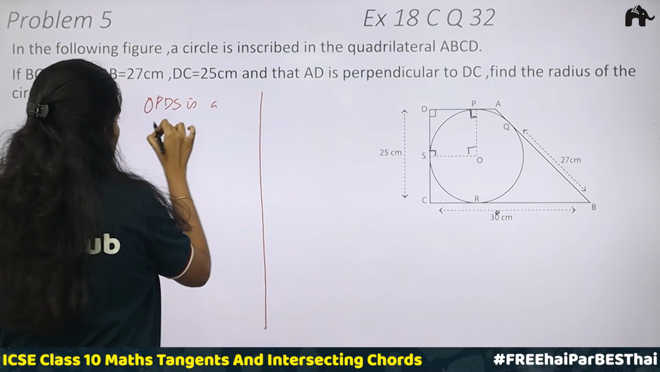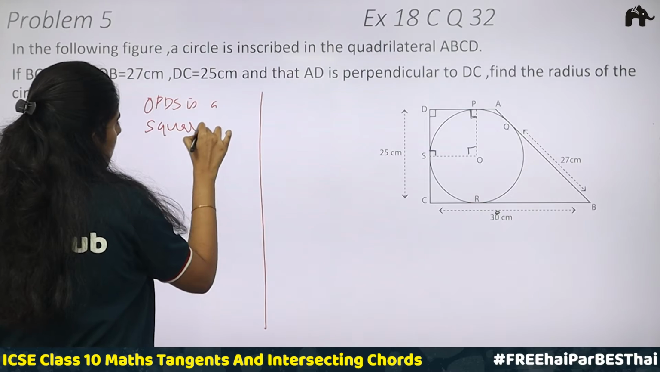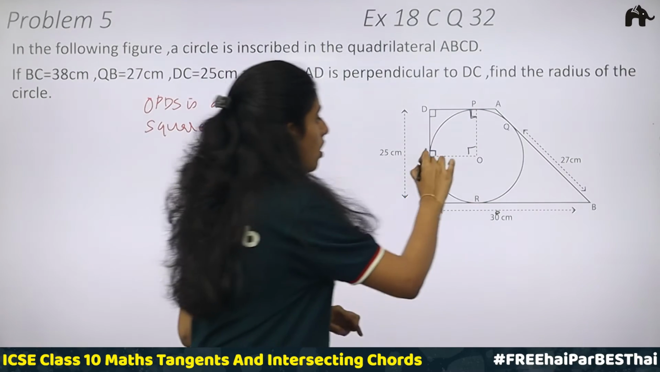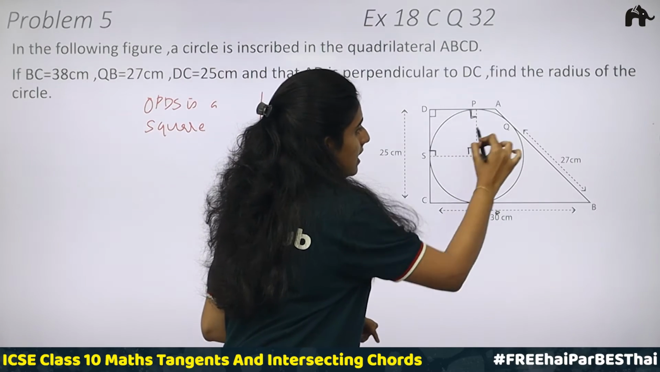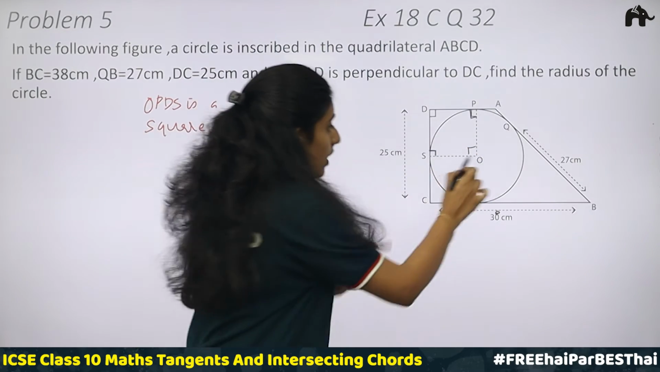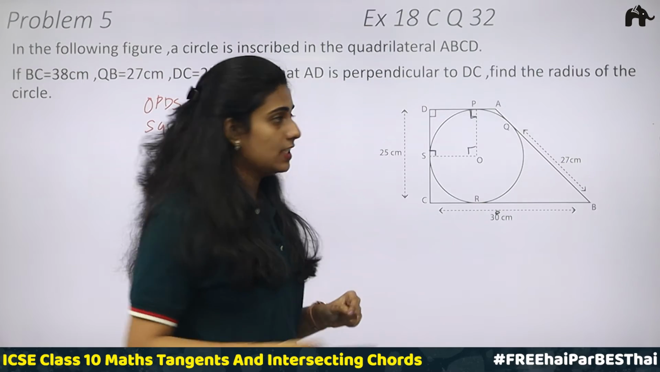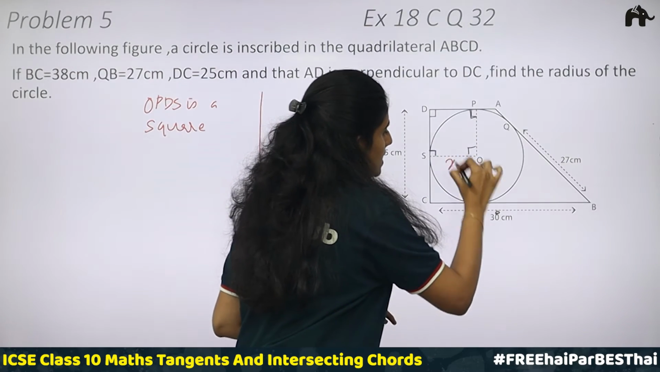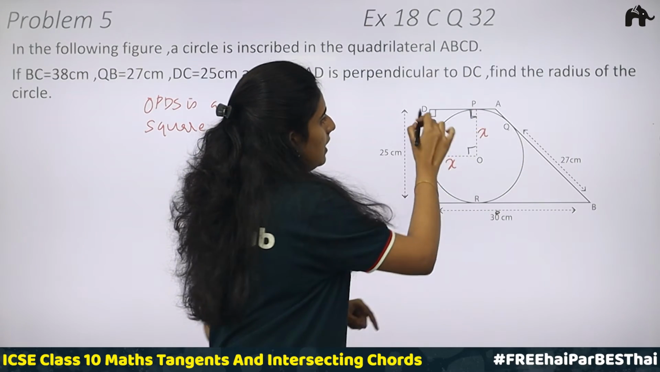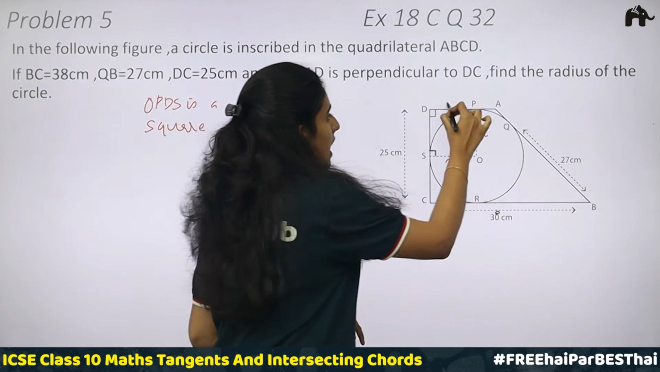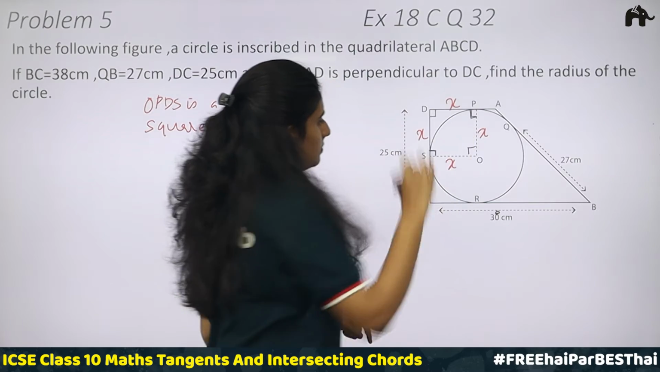OPDS is a square. Why? Because all the angles we are getting are 90 degrees. Then adjacent sides are equal. Here adjacent sides OS and OP are the radius of the circle. Now let us take the radius as some x. This is x. This is x. Then since this is a square, we will be having all sides x.